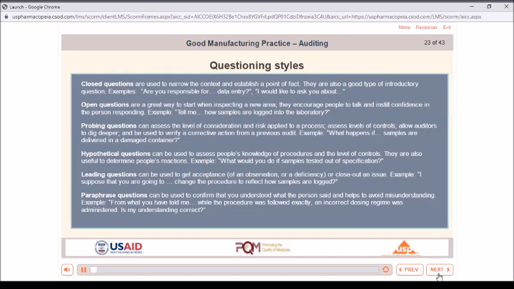Questioning styles. Closed questions are used to narrow the context and establish a point of fact. They are also a good type of introductory question. Examples: Are you responsible for data entry? I would like to ask you about.